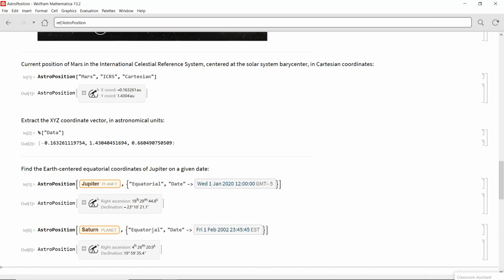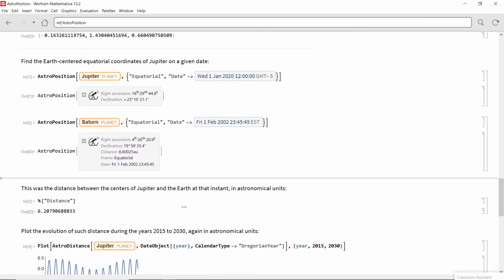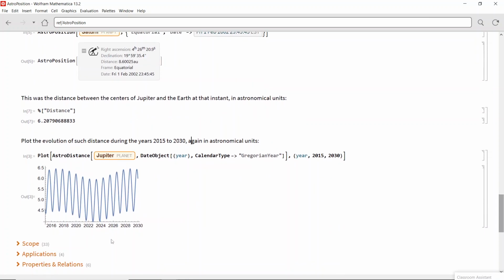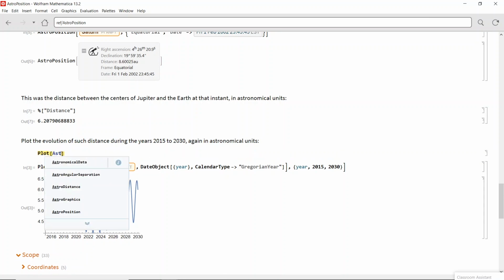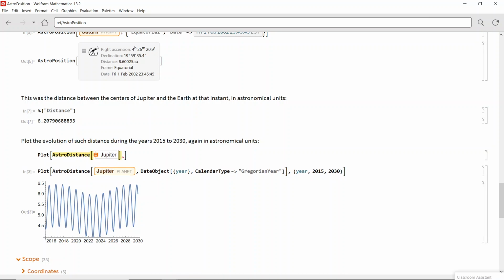Okay, right ascension 4 hours 26 minutes. Declination 19 degrees 59 minutes. This is the distance between the centers of Jupiter and Earth at that instant in astronomical units. Plot the evolution of such a distance during the years 2015 to 2030, again in astronomical units. So we can do PlotAstroDistance, Jupiter.